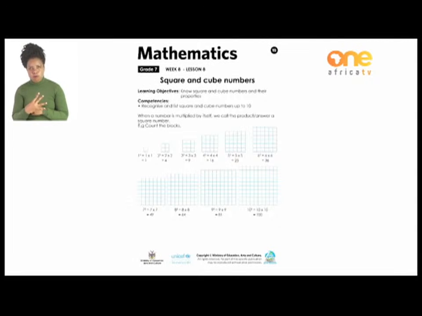5 squared, 5 times 5 gives you 25, 6 squared, which is 6 times 6 gives you 36. We have 7 squared, which is 7 times 7 gives you 49, 8 squared, which is 8 times 8 gives you 64, 9 times 9, 81, and 10 times 10, which is 100. Now we have to move to page 16.